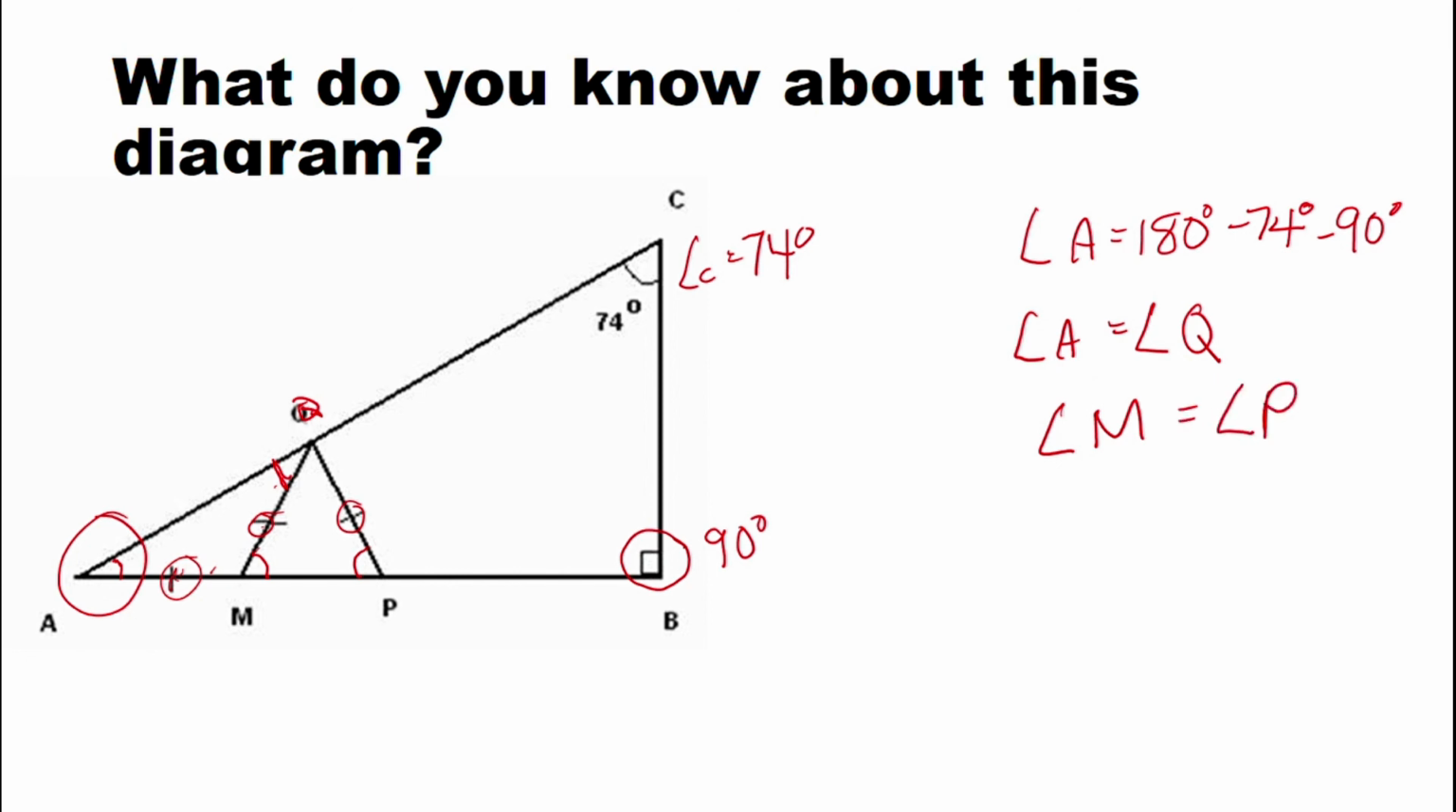So there's a lot of information there. Oh, and I forgot that side AM is equal to side MQ, which is also equal to QP. So all really important information.